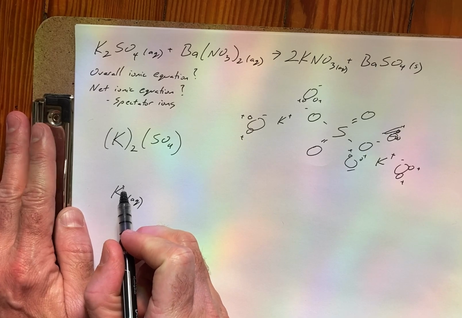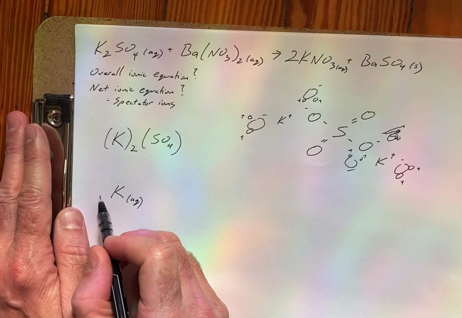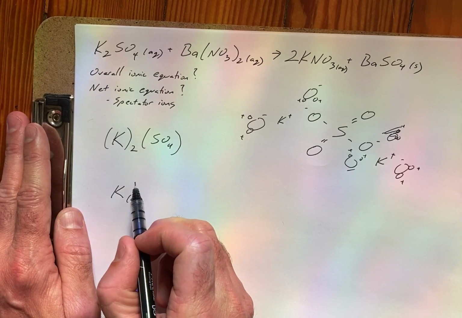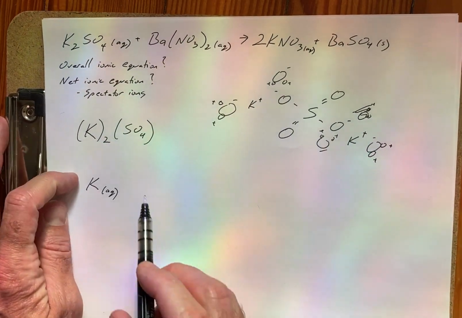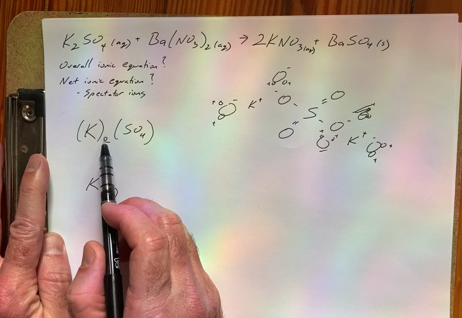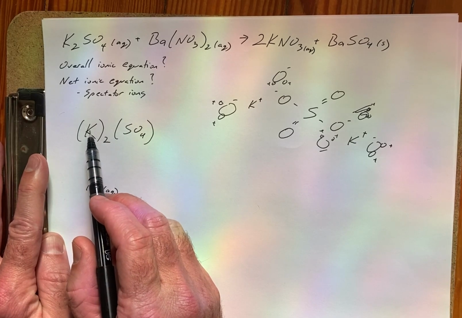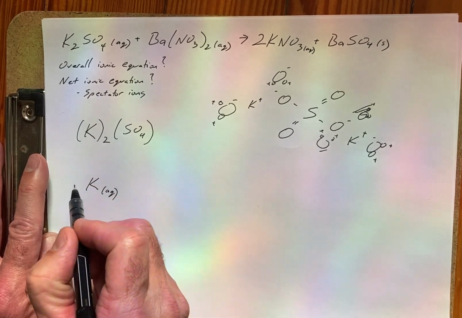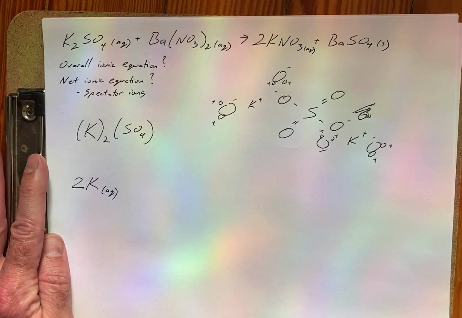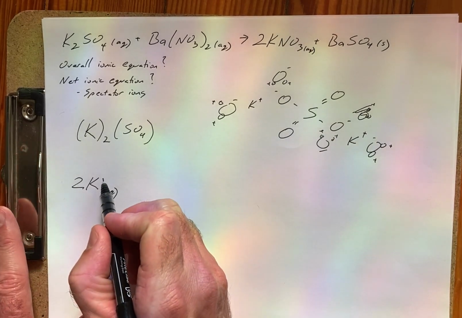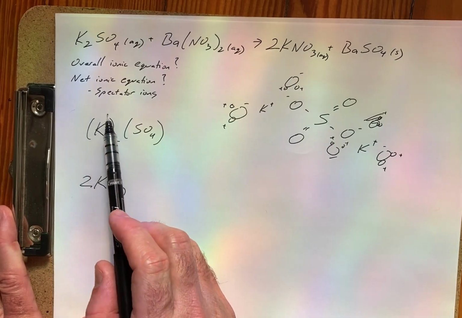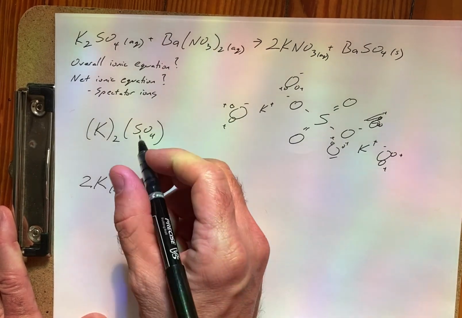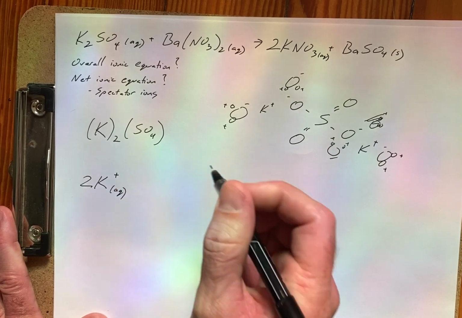I need to indicate the number of potassiums with a coefficient, and I also need to indicate the charge of the potassium ions. I can go ahead and find the number right down here. I can look at my subscript. I've got two potassiums, so I can just take this 2 and put it in front as a coefficient. What about my charge? Well, the first ion in your ionic compound is going to have a positive charge.